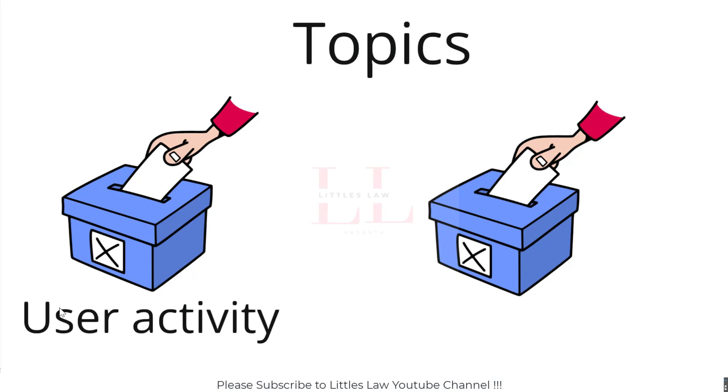For example, one topic could be for user activity. In this scenario, I'm using one mailbox for user activity, and the other mailbox I'm using for system logs. So it can be any number of mailboxes for any type of message. If you have 100 different types of messages, you'll have 100 different mailboxes. That is how the topics work.